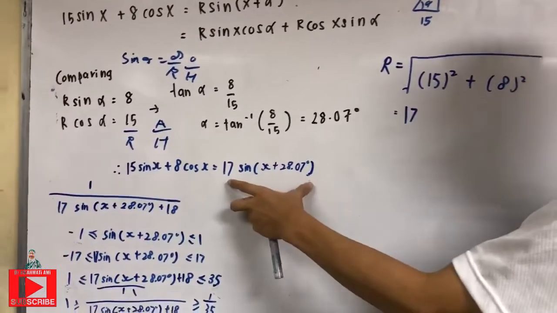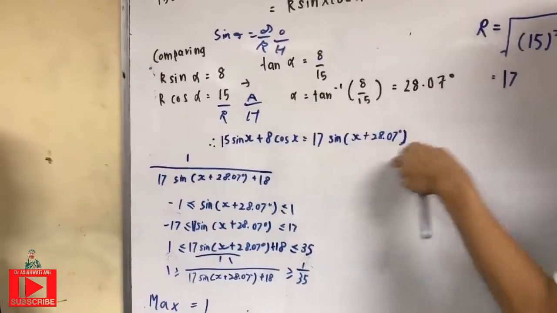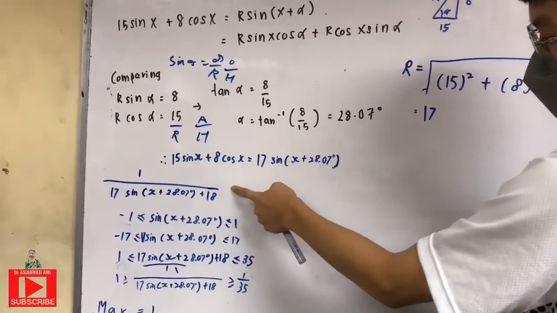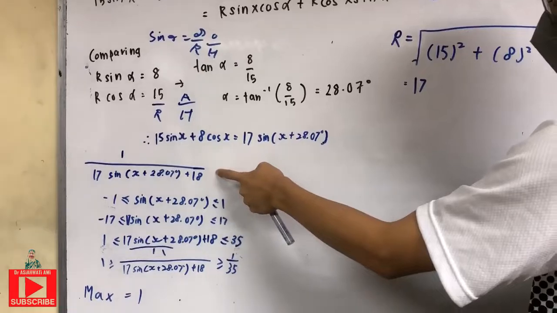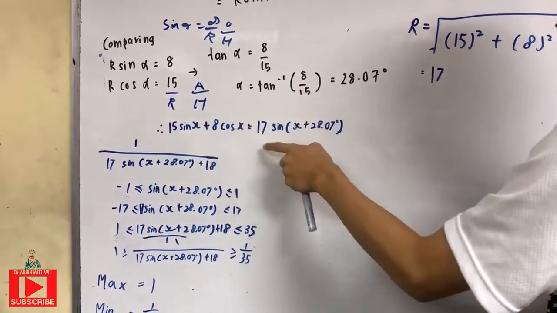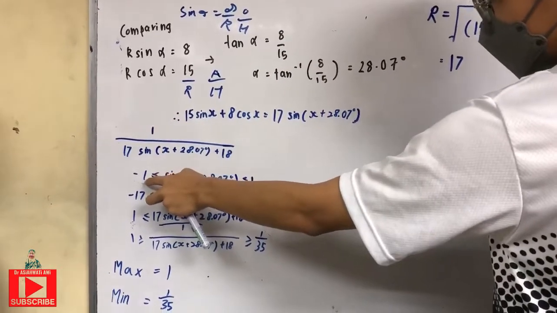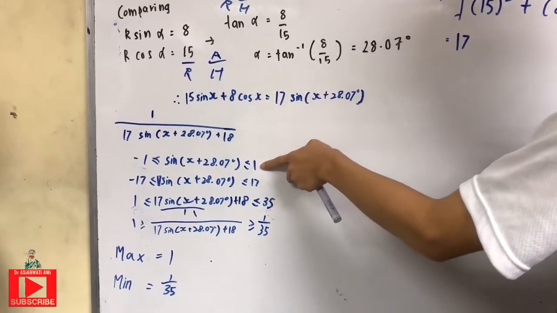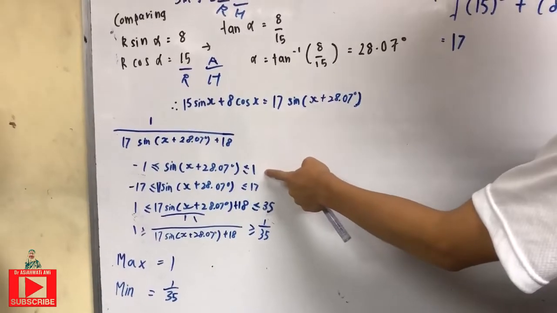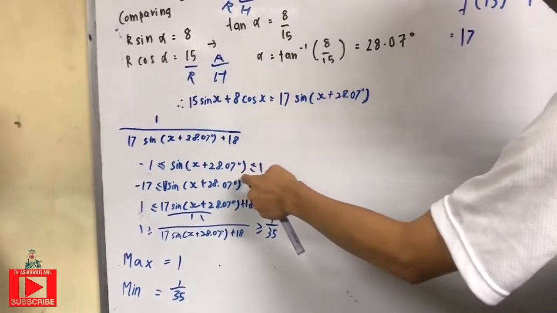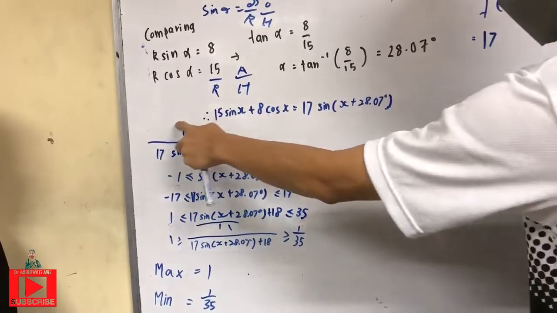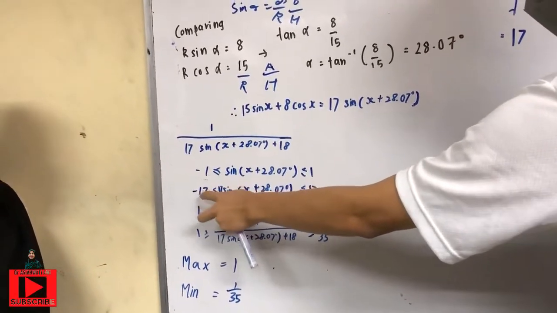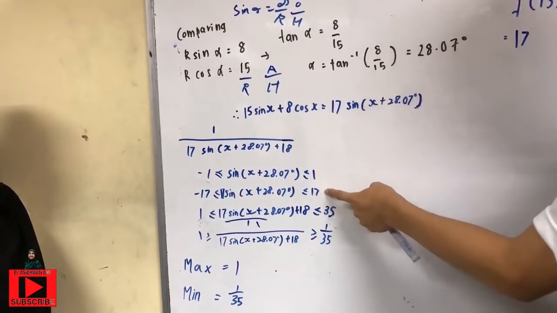And after that we substitute this equation to this, and we get this one. And now we want to find the maximum and minimum value, which means the sine form is greater than or equal to -1 and lesser than or equal to 1. And after that we need to make this form equals to this, back to this form. So we multiply both sides with 17, -1 times 17, 1 times 17.